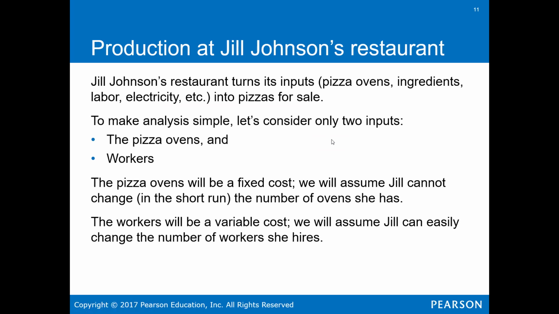Jill Johnson's restaurant turns its inputs, pizza ovens, ingredients, labor, and electricity, into pizza sales. To make this analysis simple, let's consider only two inputs, the pizza oven and the workers. The pizza oven will be fixed. We will assume Jill cannot change in the short run the number of ovens she has. And the workers will be variable. We can assume that Jill can easily change the number of workers she has.